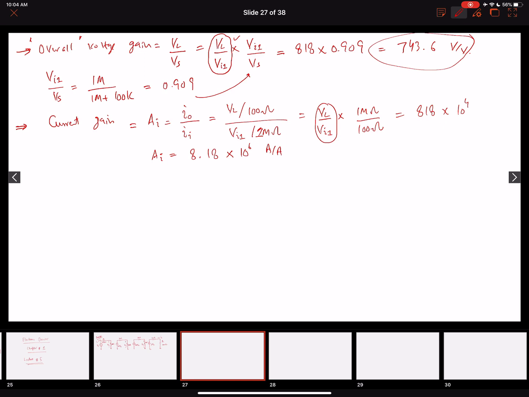And if you convert that into the log or the decibels, the gain will come out to be 138.3 dB. This is the value of the current gain.